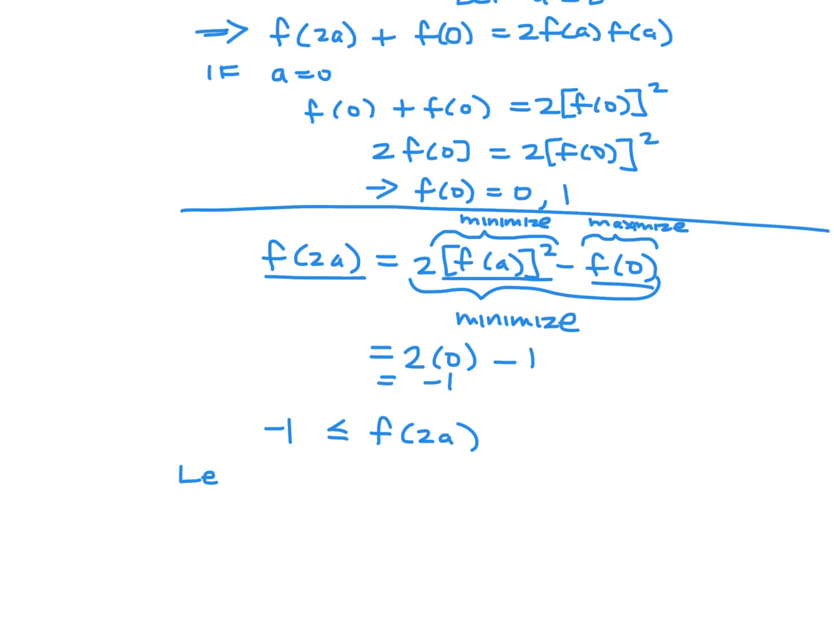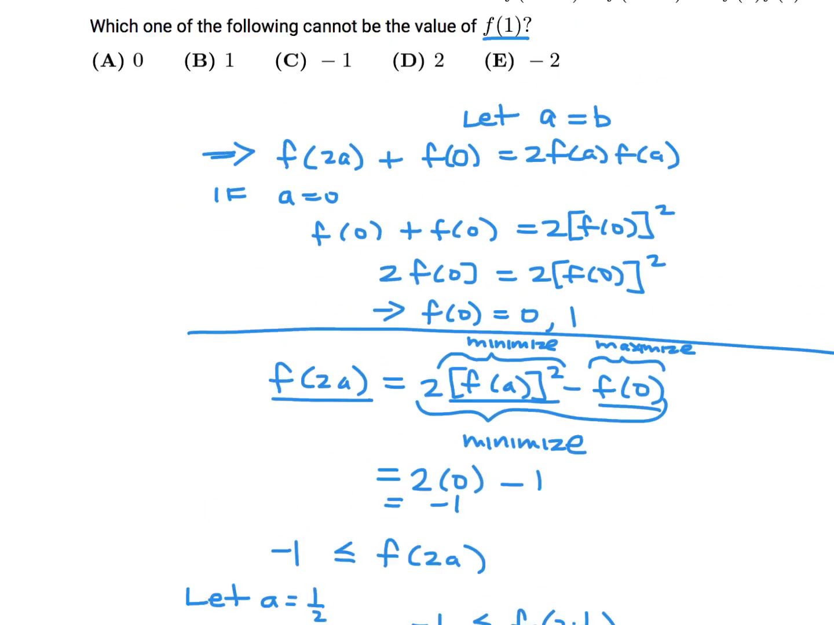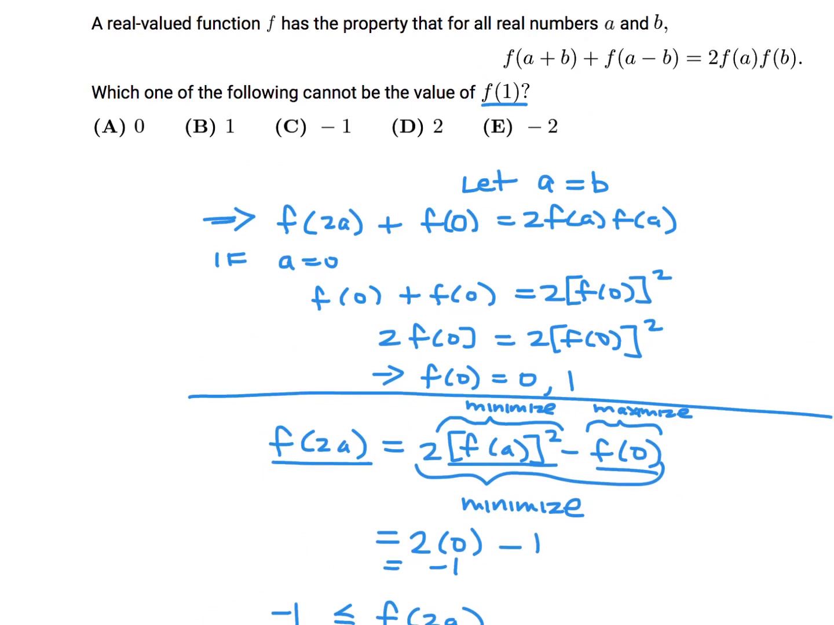Okay, so now finally, if we let a equal a half, we will get f at 2 times a half, which is f at 1. So f at 1 has to be greater than or equal to negative 1. So all of these are greater than or equal to negative 1, except this guy. So that is how you eliminate it. That is the one that it cannot be. So E is the answer.